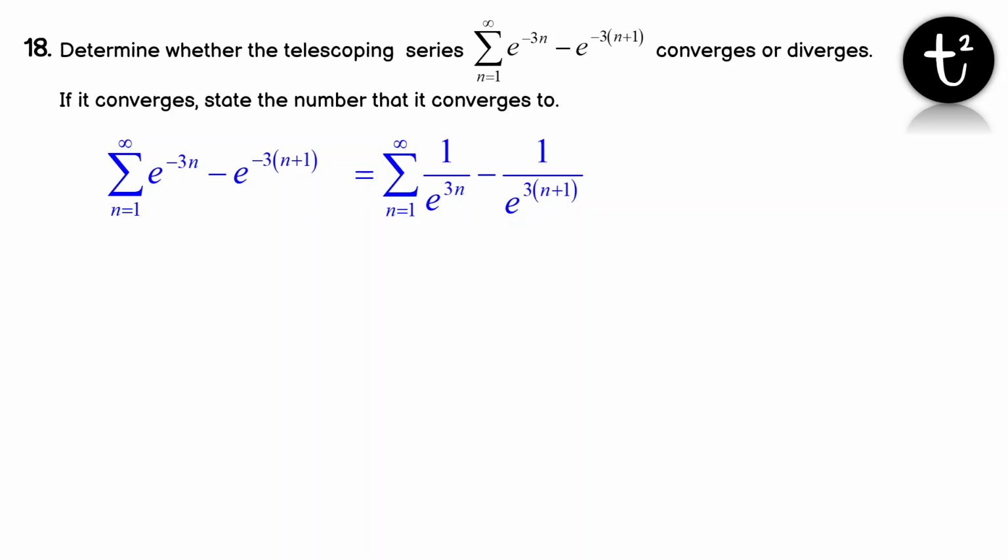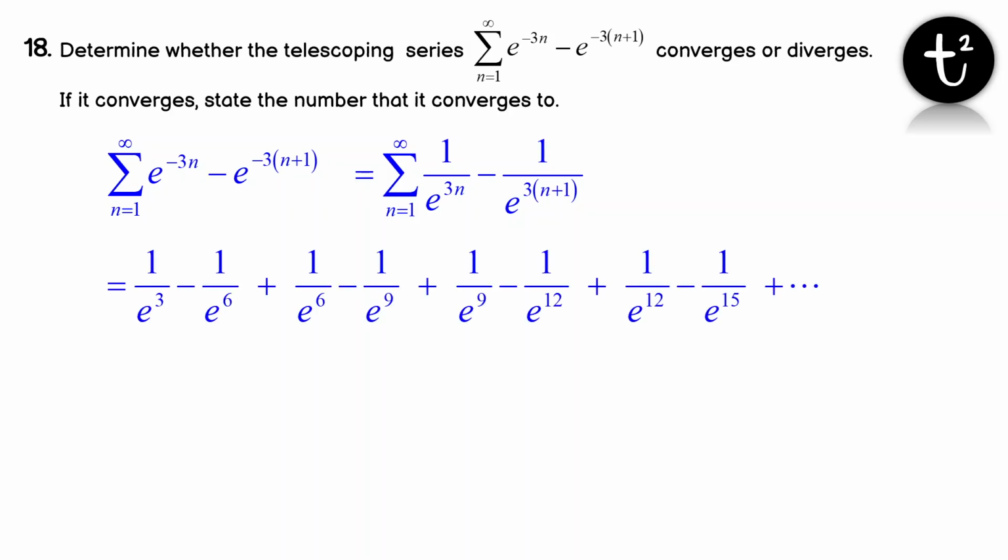And again, I'm going to write out the first few terms of the series. So this will be 1 over e cubed minus 1 over e to the power 6 plus 1 over e to the 6 minus 1 over e to the 9 plus 1 over e to the 9 minus 1 over e to the 12, and so on. And again, really quickly, we see that terms are going to start canceling. So the 1 over e to the power 6 terms cancel, 1 over e to the 9, 1 over e to the 12. And so since I have consecutive terms canceling, I know the remaining terms will also cancel if the list gets long enough.